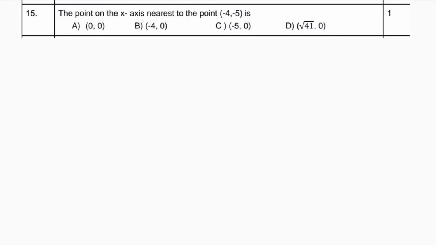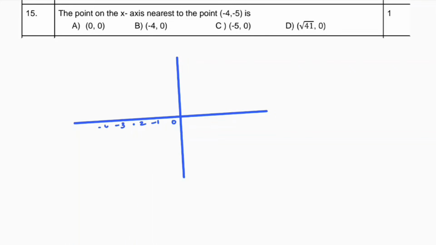The point on x-axis nearest to the point -4, -5. So see, nearest point will be the perpendicular distance. I'll draw the graph and I'll show you. Suppose I'll take only the third quadrant in consideration. -2, -3, -4, -5. And here also -1, -2, -3, -4, -5. So this is positive x-axis, negative, positive y, negative y. Now the point -4, -5. See, -4 is here, -5 is here. So the point is over here.